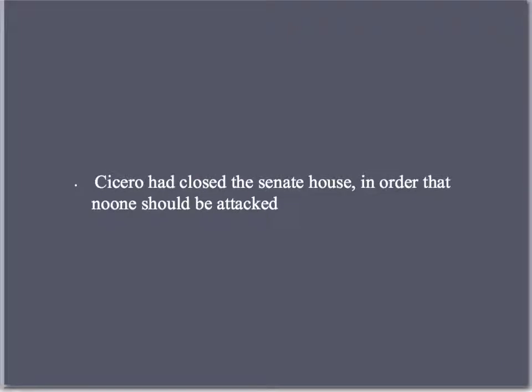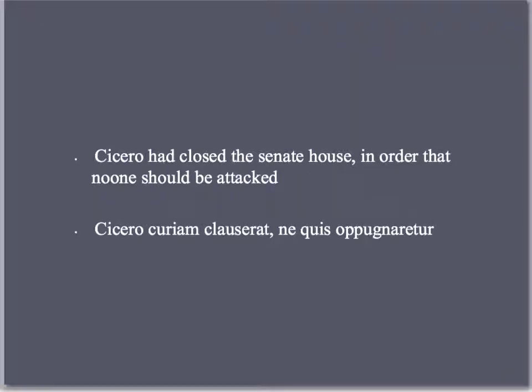Cicero had closed the Senate House. He didn't actually do this in order that no one should be attacked. So make Cicero our subject, nominative, Cicero clauserat, had closed the Senate House. Ne, negative, that's why I did this one, lest, quis, anyone, oppugnaretur, might be attacked. So clauserat, pluperfect, secondary sequence, therefore this needs to be imperfect subjunctive. So he had closed the Senate House lest anyone be attacked.